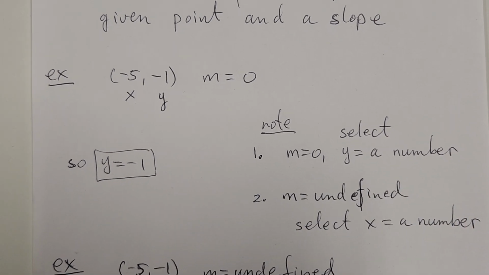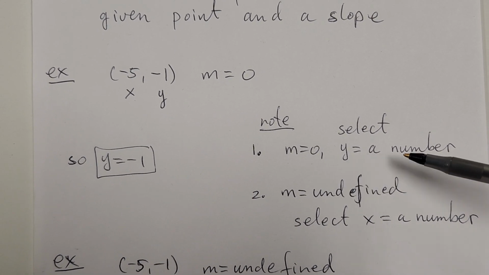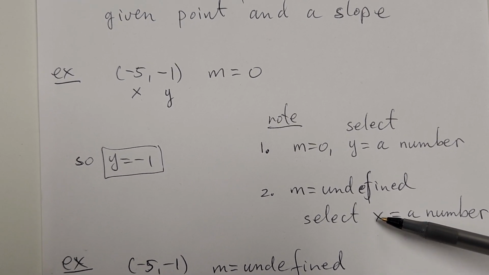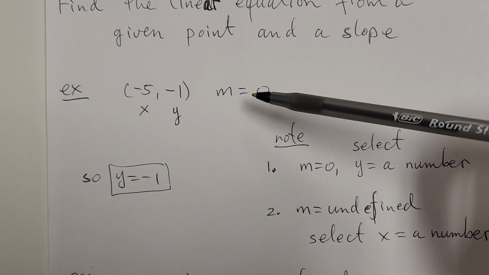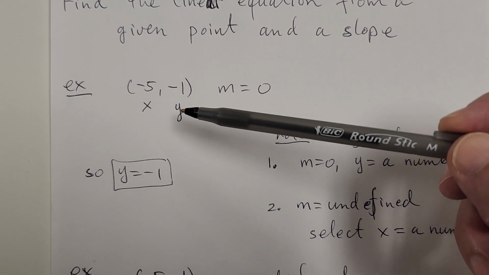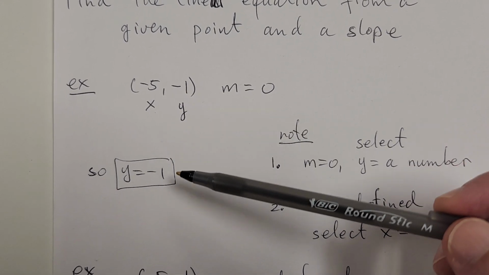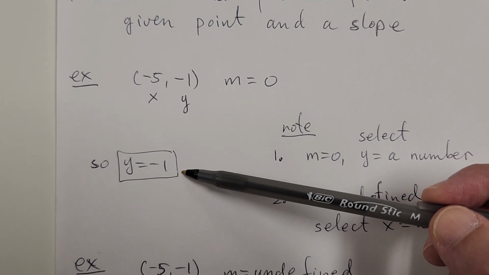Okay, so one more time. Slope is 0, select y. Slope is undefined, select x. In our equation, slope is 0, so we will select y. Y is -1, so that is our equation.